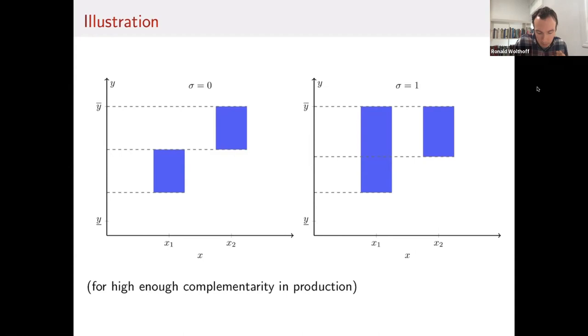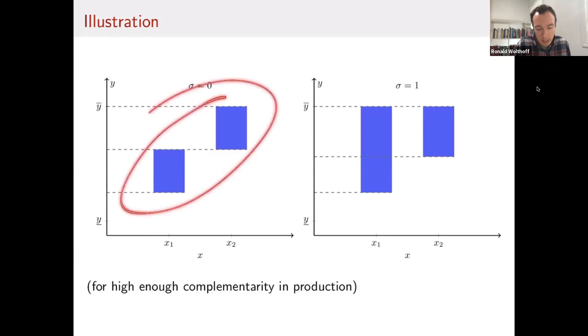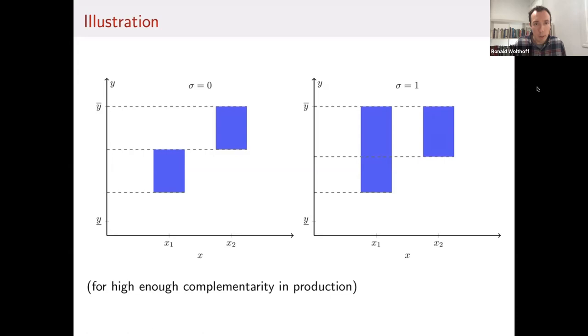So from this, it should be clear that if we want to talk about sorting, we're going to need a set-based notion of sorting. Here you can define sorting in terms of a matching function that maps the worker type to the firm type, but here firms are not necessarily always going to match with the same type if sigma is positive. Okay, and so how do we define sorting?